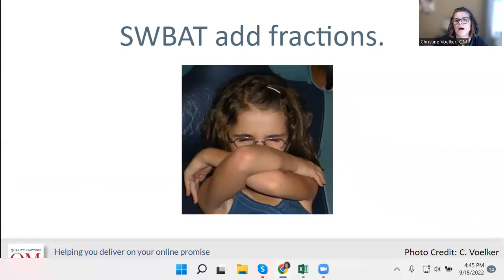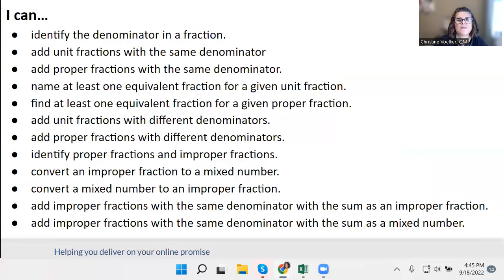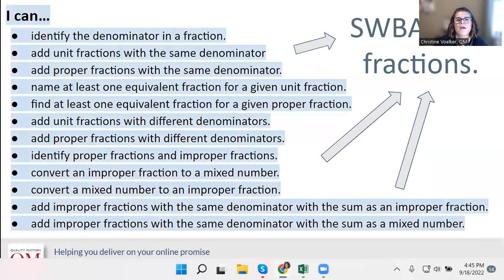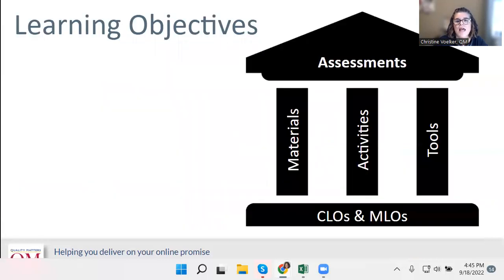So in this case, your module or unit level objectives might be something like this. Knowing these things gets them to their destination: I can add fractions. We need course and unit level objectives, and they need to be measurable. Remember, they help your students know their destination and provide the foundation for which all of the elements in your course align.